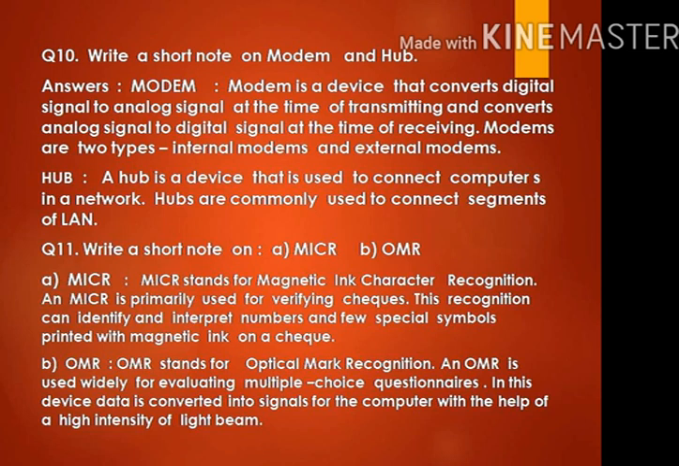Number B, OMR. OMR stands for Optical Mark Recognition, and OMR is used widely for evaluating multiple choice questionnaires. In this device, data is converted into signals for the computer with the help of a high intensity light beam.